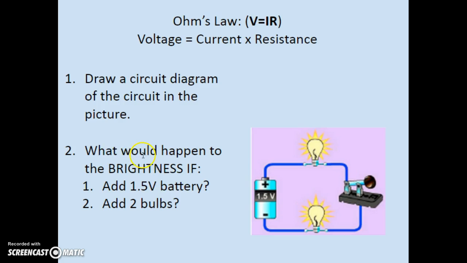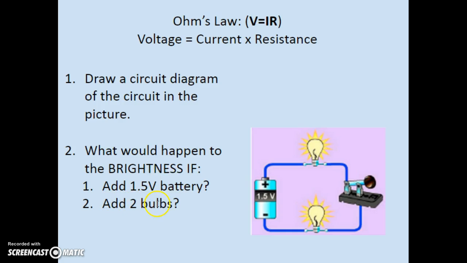So the question I'm asking you is this. What would happen to the brightness if I added a 1.5 volt battery? Well, you should see that if I double the voltage, I will double the current. I didn't change anything with the number of resistors, so the total resistance is constant. By doubling my voltage, I double the current.